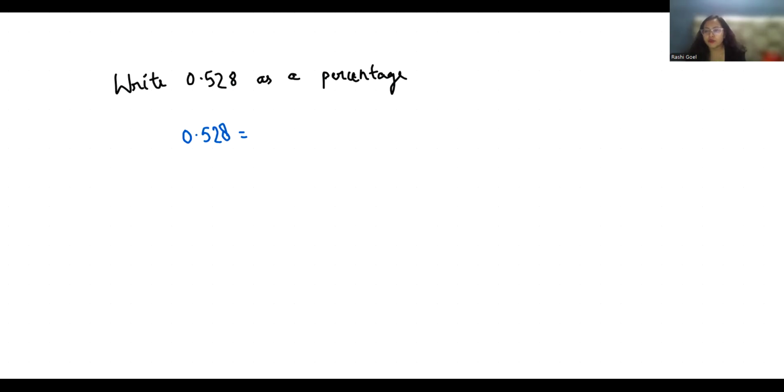This is the symbol of percentage and it is equal to 1 by 100. So in place of 1 by 100 you can write the symbol, or in place of this symbol you can write 1 by 100. So right now we need this symbol, so we will find 1 by 100 in our question.